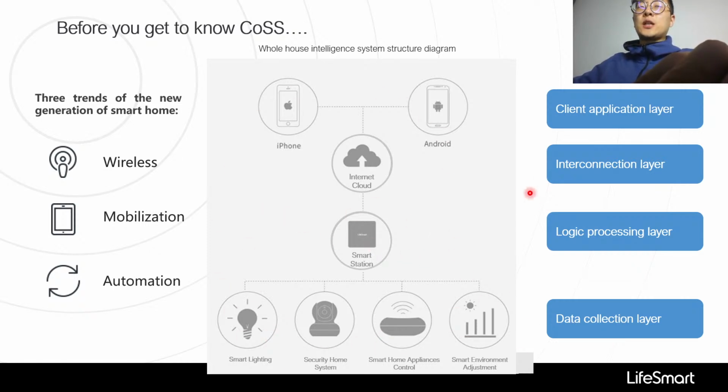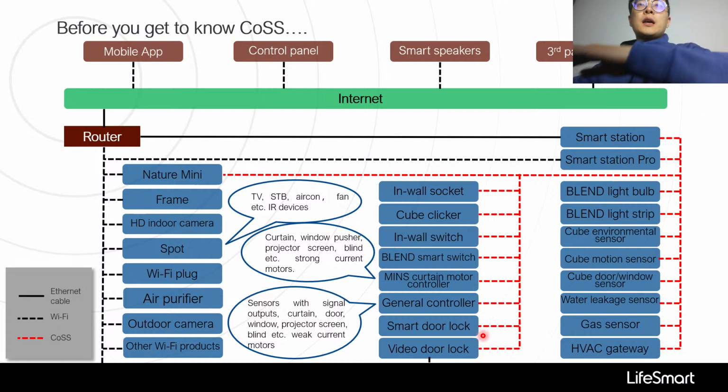So this is the technology we are using at the moment. This is the technology structure. And this is a more detailed structure. As you can see here, the router is here, and the smart station is here. The smart station uses an Ethernet cable to connect to the router, and it uses COS, those red dotted wires, to control all these devices and to get all information back from the devices.